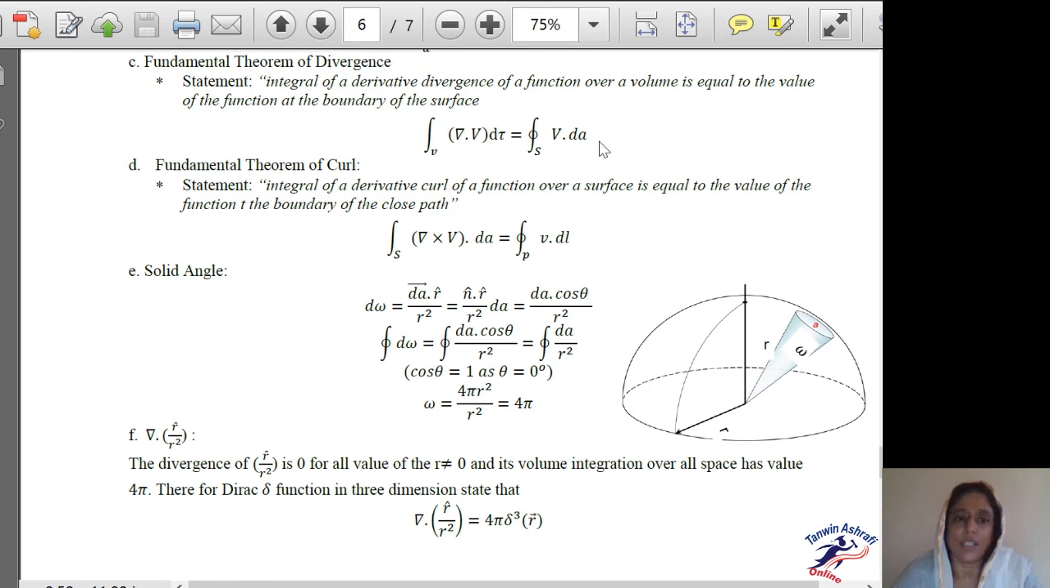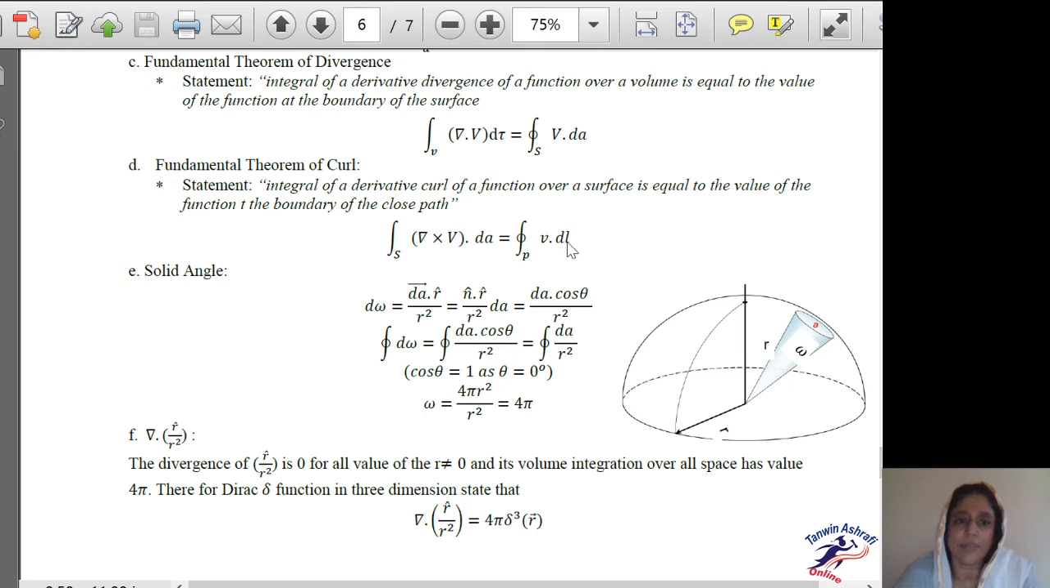Fundamental theorem of curl. Statement: the integral of the derivative, the curl of a function over a surface, is equal to the value at the boundary, the closed line or closed path. That means integration over a surface of del cross V dA is equal to integration over a closed path of V dot dl.